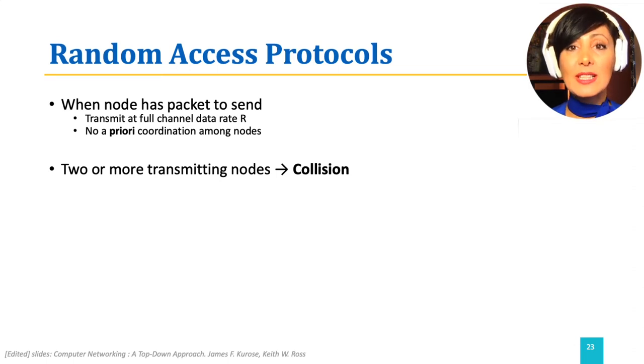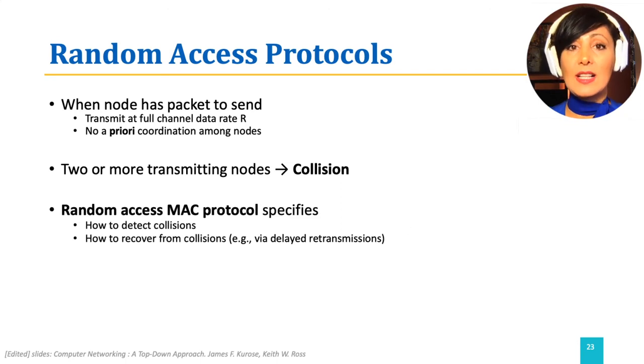In case of collision, each of the sending nodes waits for a certain amount of time, then retransmits the packet. The retransmit also happens at the full channel rate. A random access MAC protocol determines how to detect collisions. The senders should know when the collision has happened in order to be able to retransmit. The random access MAC protocol also needs to define the procedures to recover from the collision and transmit a packet correctly.